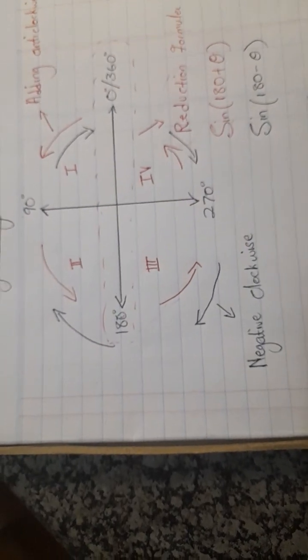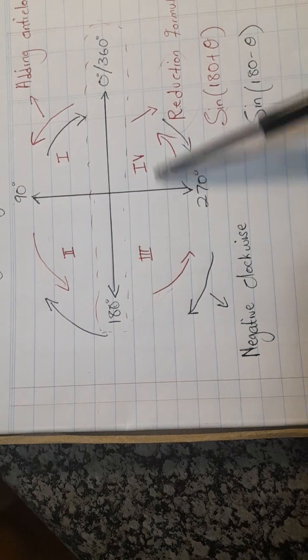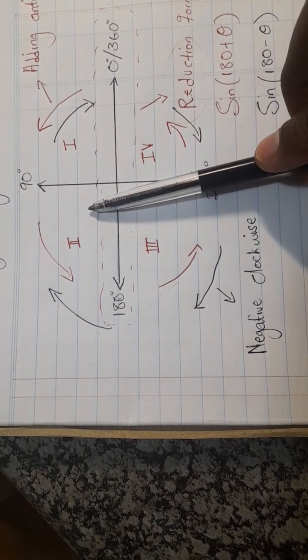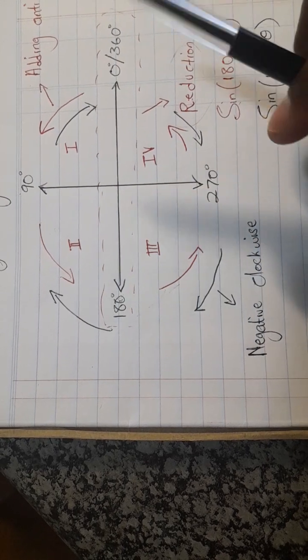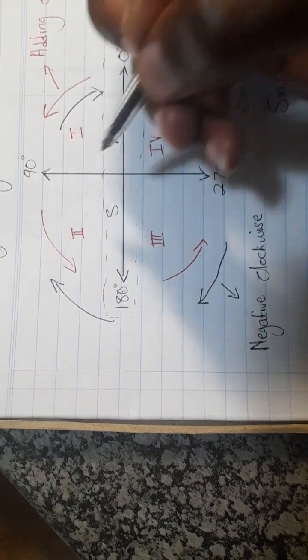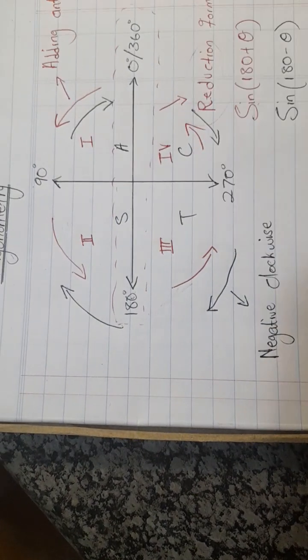Since you see a Cartesian plane, in the first quadrant, they are all positive. Second quadrant, only sine is positive. You remember that thing, it says all students take coffee.